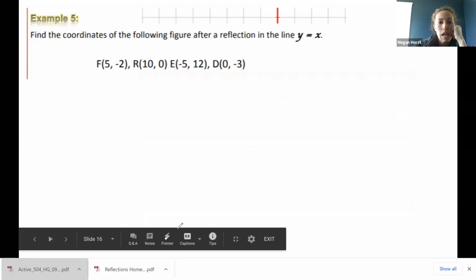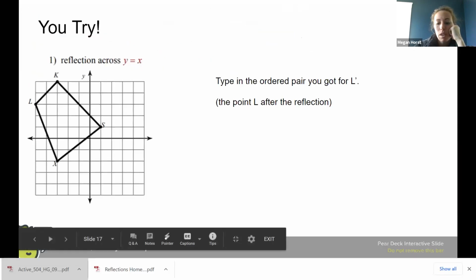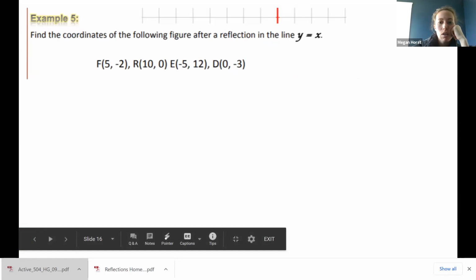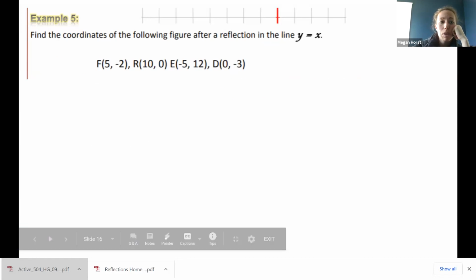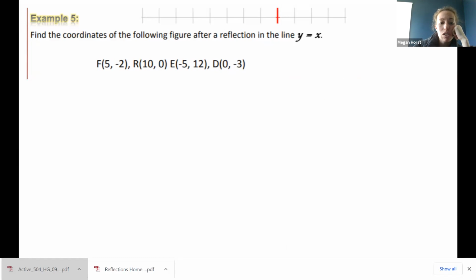All right, the last one. Yep, this is the last one. Notice that there's no coordinate plane this time. So that changes things, right? So I'm going to go ahead and look at those rules on the previous page.